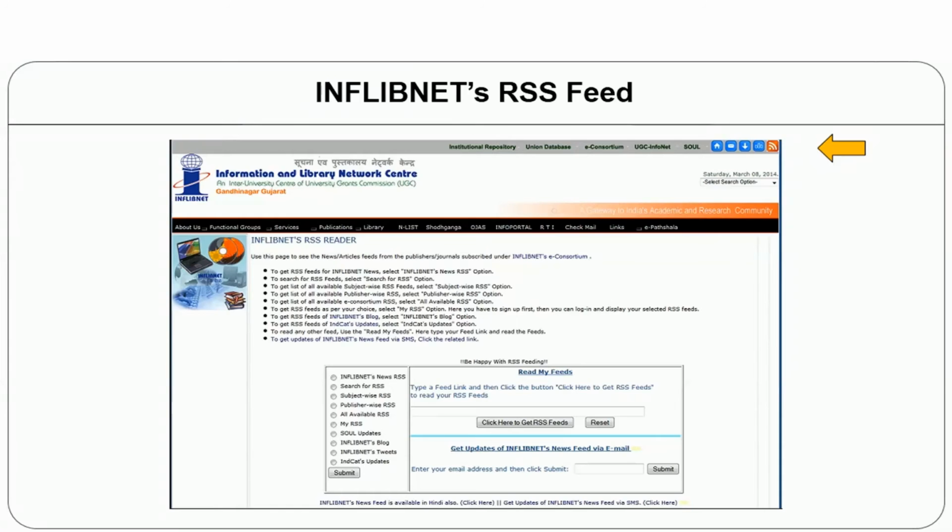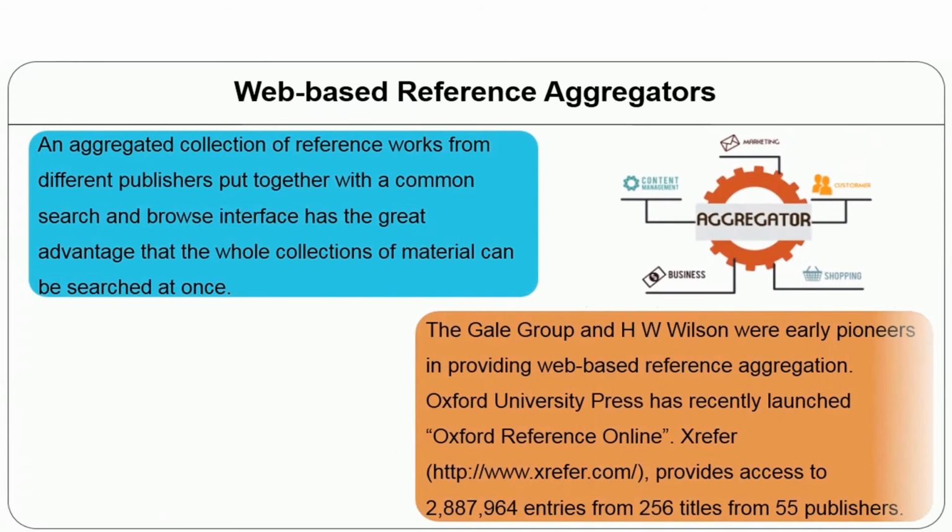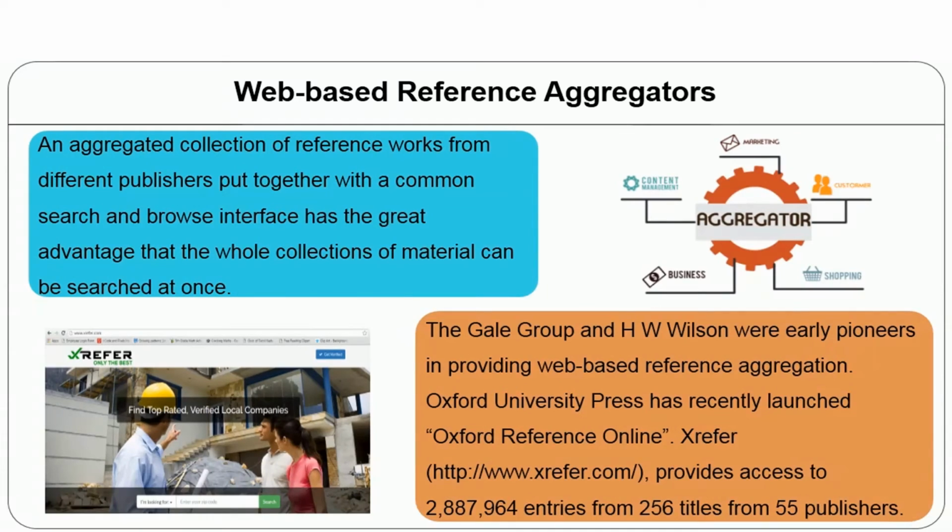The other one is the aggregator service. So we have seen email alerts, we have seen RSS feeds. Now a reference aggregator service on the web is an aggregated collection of reference works from different publishers put together with a common search and browse interface. It has the great advantage that the whole collection of material can be searched at once. What does it mean?